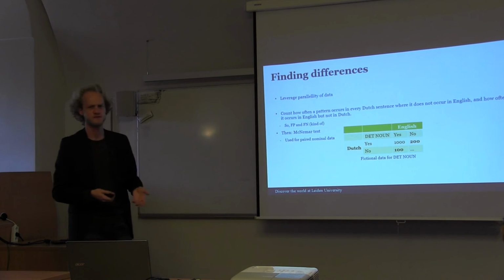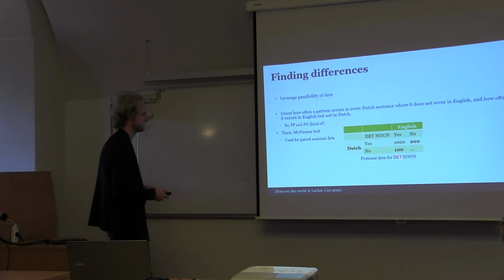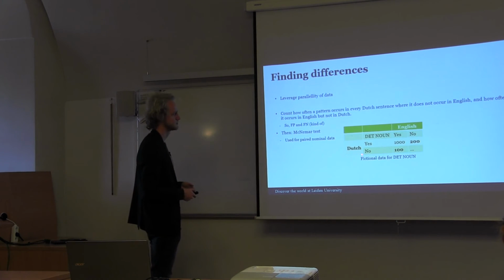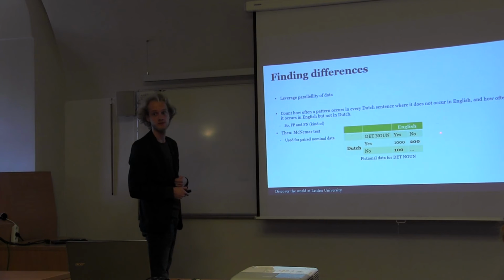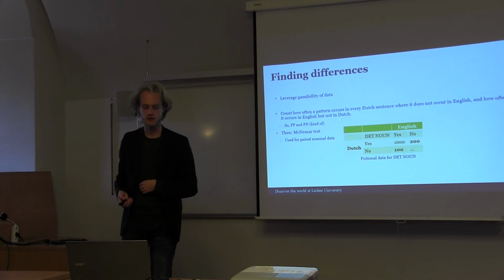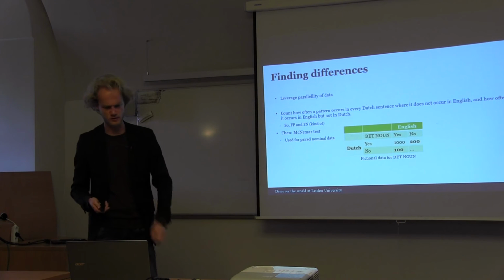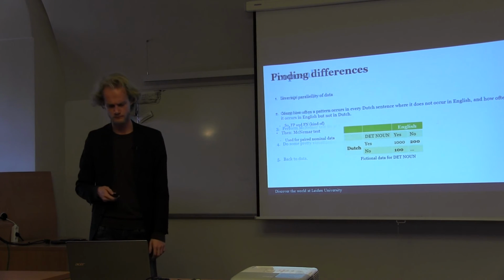So kind of true positive, false positive, so you get a table like this. You look at every sentence and you see if determiner noun occurs in English, yes or no, and in Dutch, yes or no, and then you get a confusion matrix over there. And these values are interesting. And then we do a McNemar test, which is actually a chi-squared test for paired nominal data.